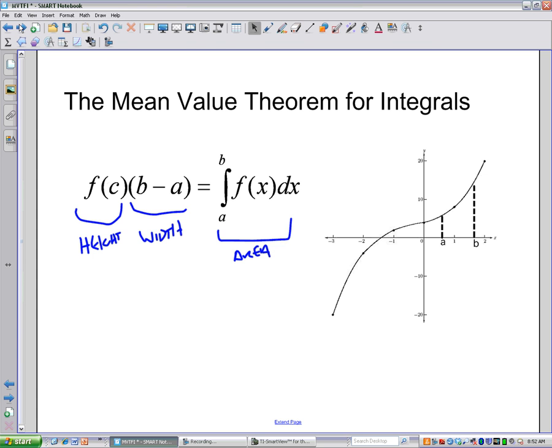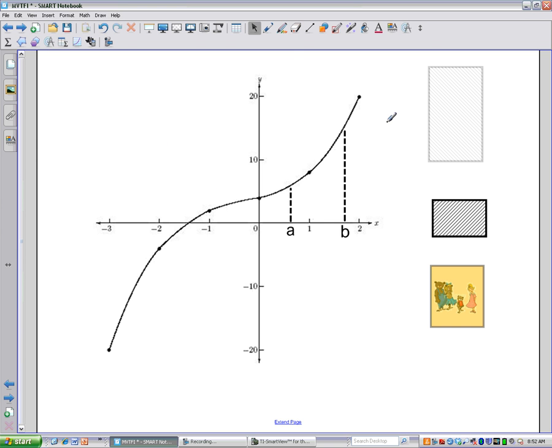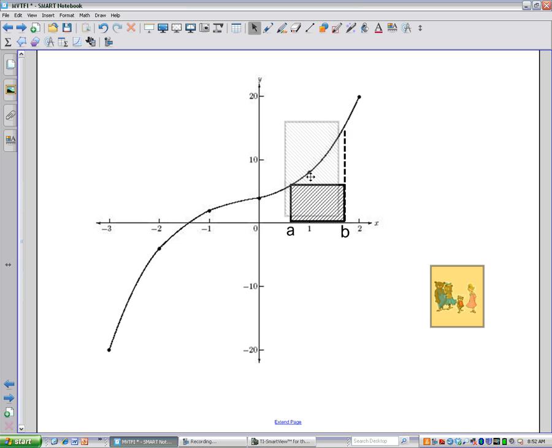I think of this as the Goldilocks and the three bears theorem, and I'm going to show you why. If I were to draw a rectangle using the left endpoint, that would give me too little area. If I were to use a rectangle on the right endpoint, that would give me too much area. But somewhere between a and b, there's a place where I can draw a rectangle that is just right.